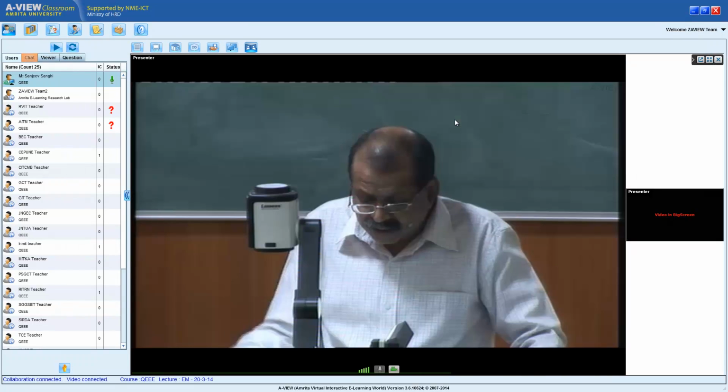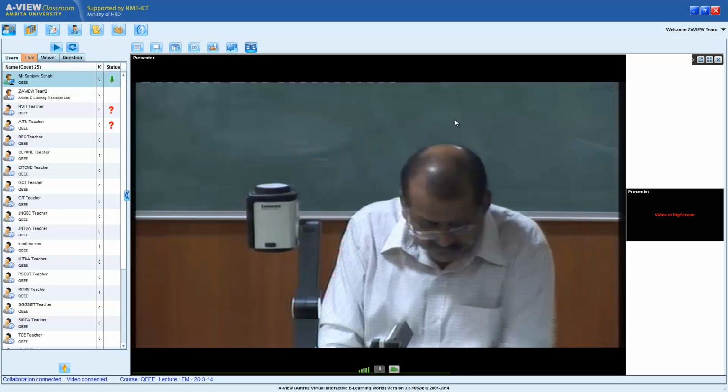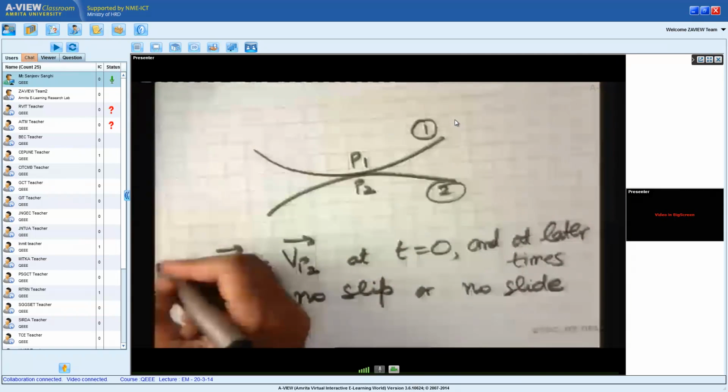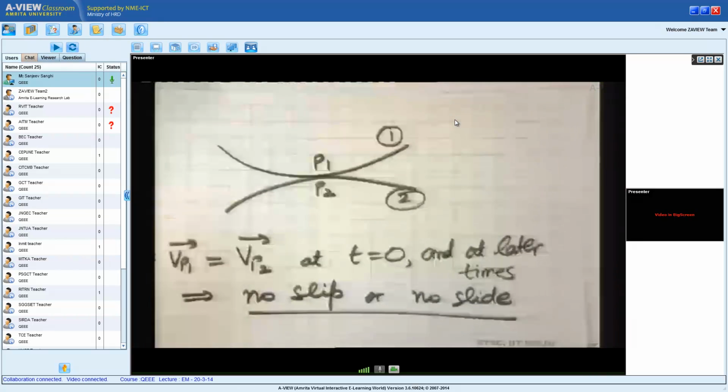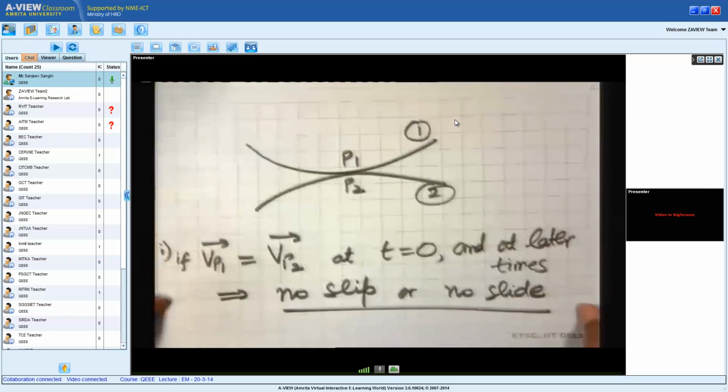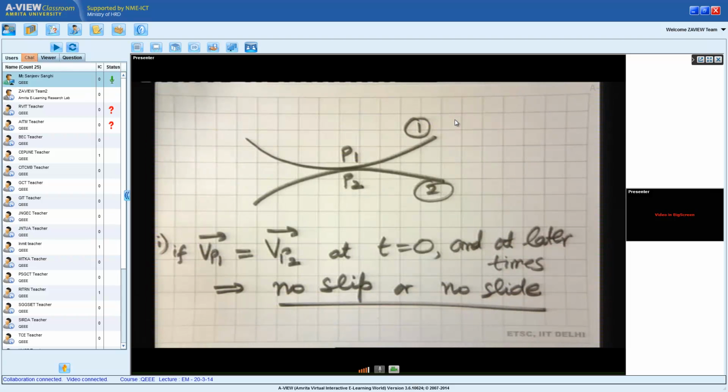Next, what I can say is the second situation could be, so this was the first situation. So let's try to understand this, because this will have great implications on the laws of friction. So we have no slip. Now, does no slip always mean that the bodies cannot move?